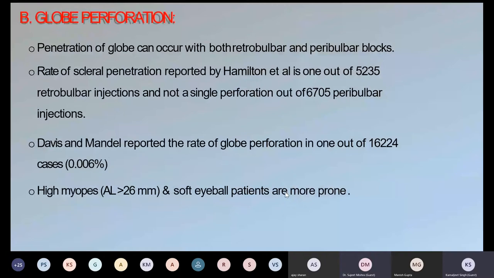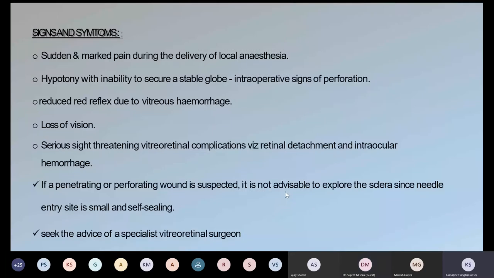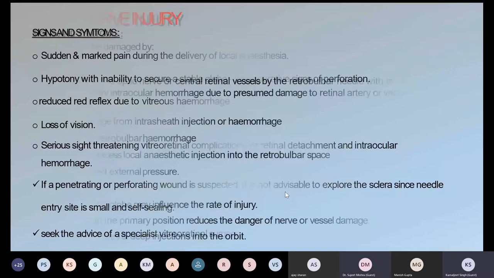Globe perforation I have already discussed, and in my 30-35 years career in ophthalmology, I have seen one injection only which went inside the eyeball, by a new resident. Otherwise, I have not seen this complication occurring usually. There are many places, sometime we'll discuss, it can go into the sclera, it can go inside the eye, or it may remain just suspended, this injection. So those 3-4 places are there, and how can you diagnose it? Suddenly the eye becomes hypotonous and the patient gets lots of pain, so you know that something wrong has happened there, and the surgery becomes problematic.